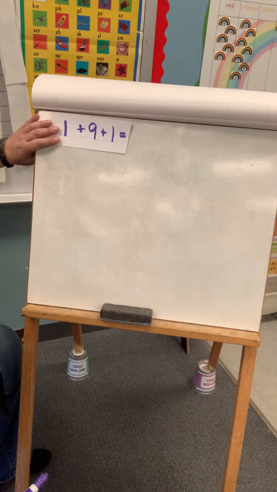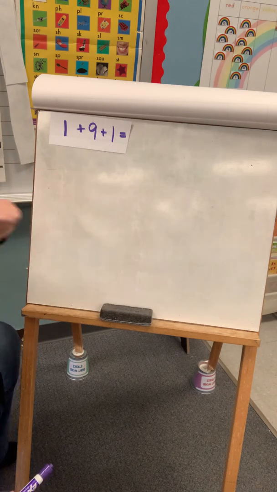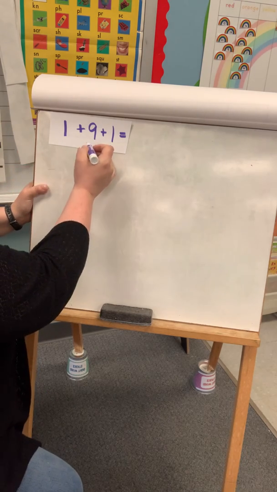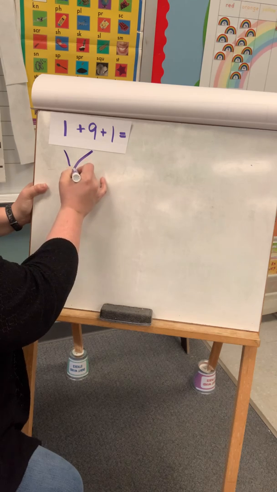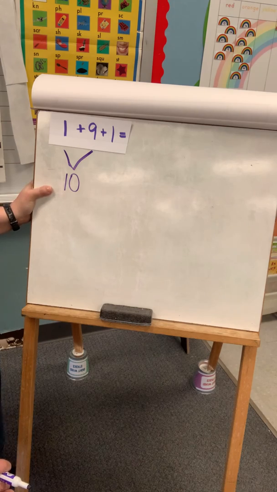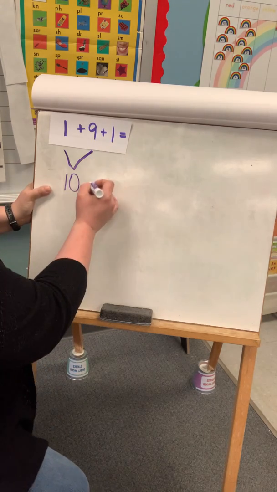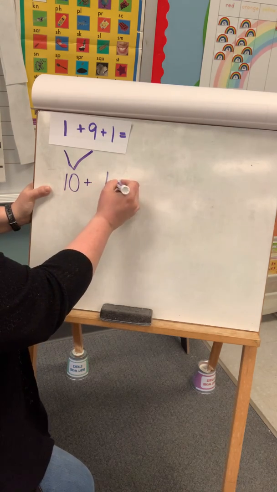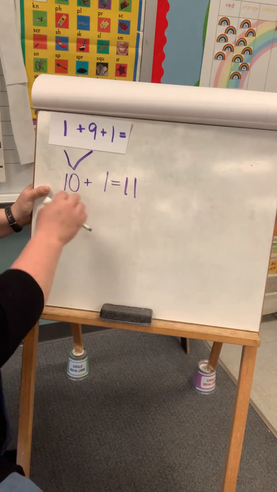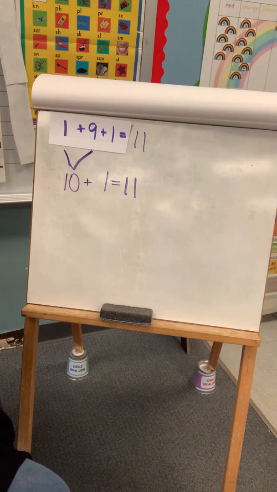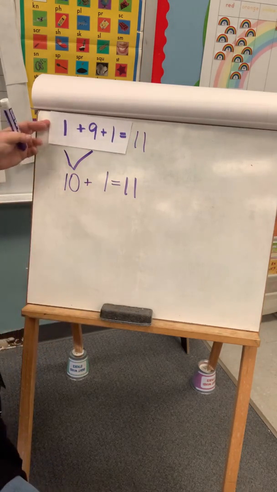See, for example, this problem here, 1 plus 9 plus 1. Like I said, I could go from left to right, but I don't have to. I recognize that 1 plus 9 is a friend of 10. So that part is done, and then I need to add one more. So 10 plus 1 equals 11. So that means that 1 plus 9 plus 1 equals 11. So that one was fairly simple. Let's try something a little bit harder.